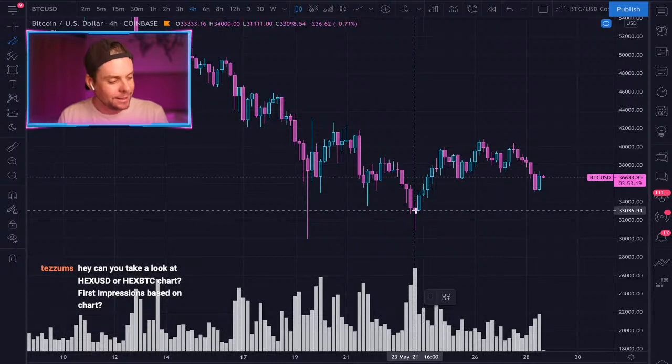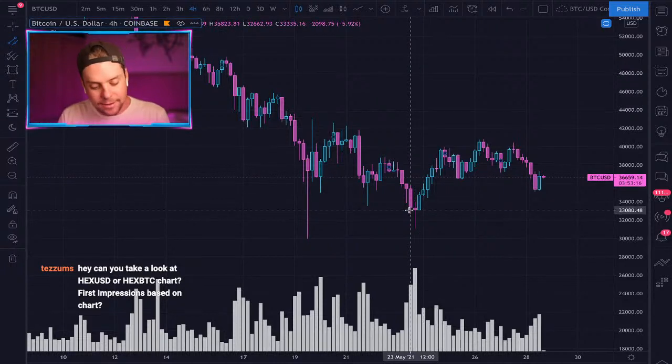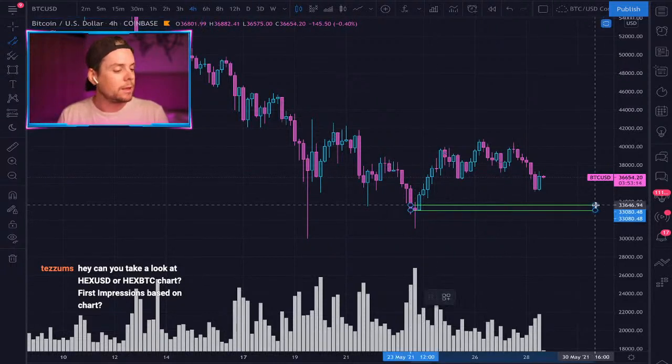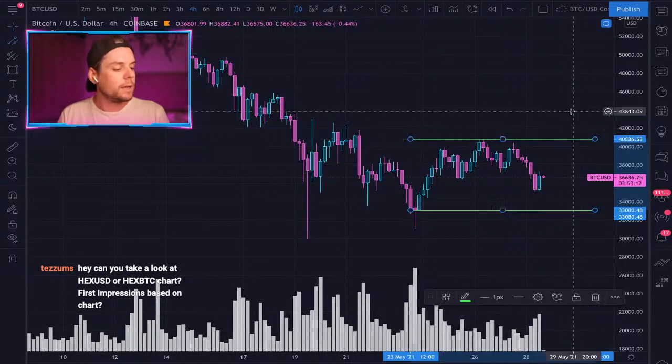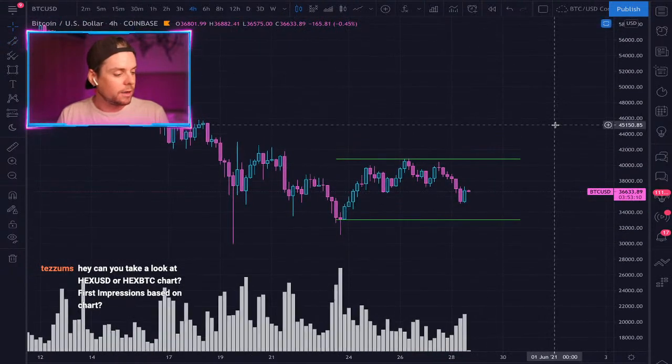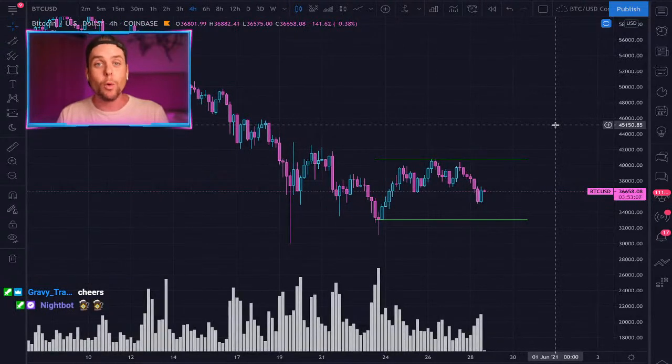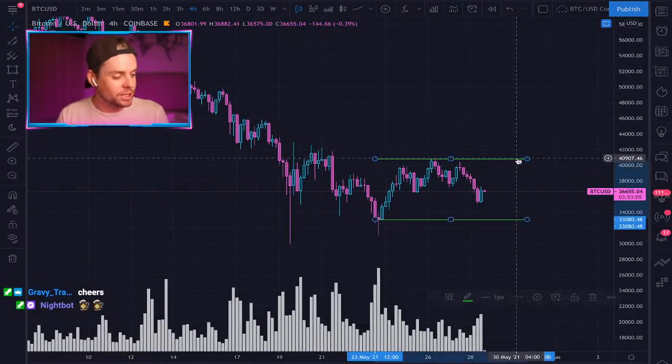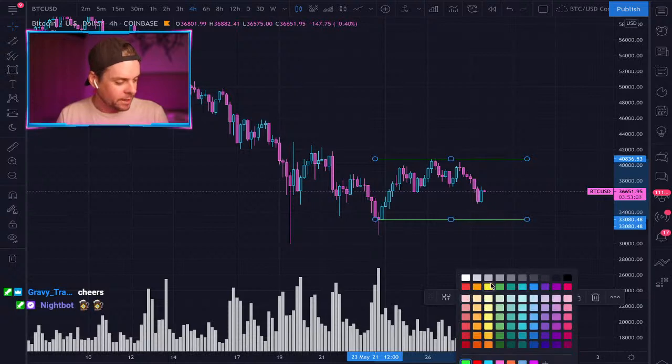So with that in mind, Hex USD, fuck that. It's a scam, dude. Yeah, I'm not going to take a look at Hex at all. And if you're in Hex, be aware that is a malicious smart contract.